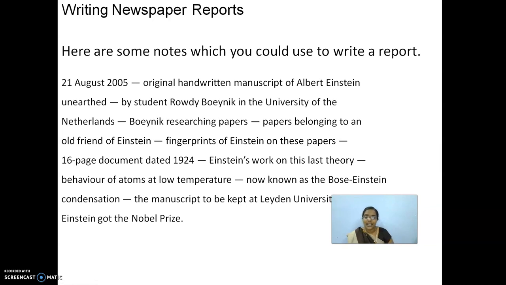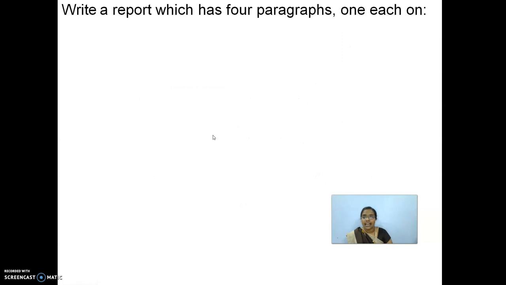What is this, children, actually? A manuscript of Albert Einstein was unearthed. The original handwritten manuscript of Albert Einstein was unearthed. And you could see research is going on that. You have to write a report based on that. Is it clear for everyone? So here are the hints given for you, and write a report which has 4 paragraphs.